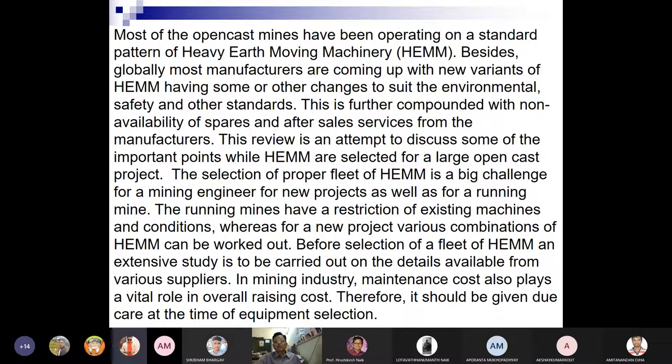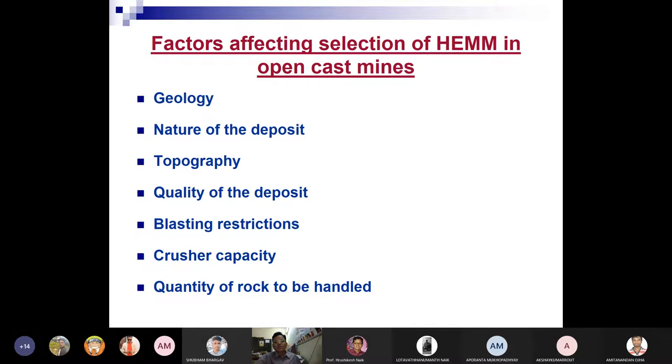Before selection of a fleet of heavy earth-moving machinery, an extensive study is to be carried out on the details available from various suppliers. In the mining industry, maintenance cost also plays a vital role in the overall rising cost of the minerals. Therefore, it should be given due care at the time of equipment selection. There are certain factors you have to take into account while selecting the heavy earth-moving machineries in open cast, like the geology of the deposit, nature of the deposit, topography of the deposit, quality of the deposit, blasting restrictions imposed by the rules and regulations, crusher capacity of the mine, and quantity of rock to be handled.